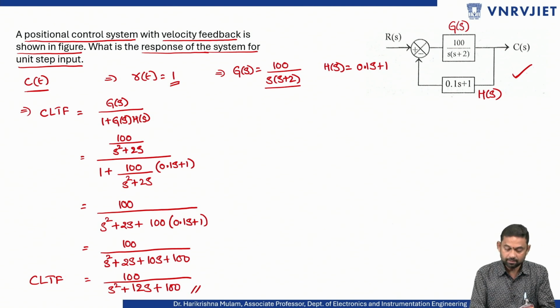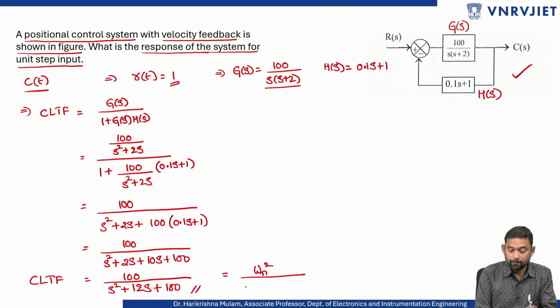In order to understand whether the second order system is undamped, underdamped, critically damped or overdamped, always compare the transfer function of the system with the standard way of representing a second order system transfer function, which is omega n square by s square plus 2 zeta omega n s plus omega n square.